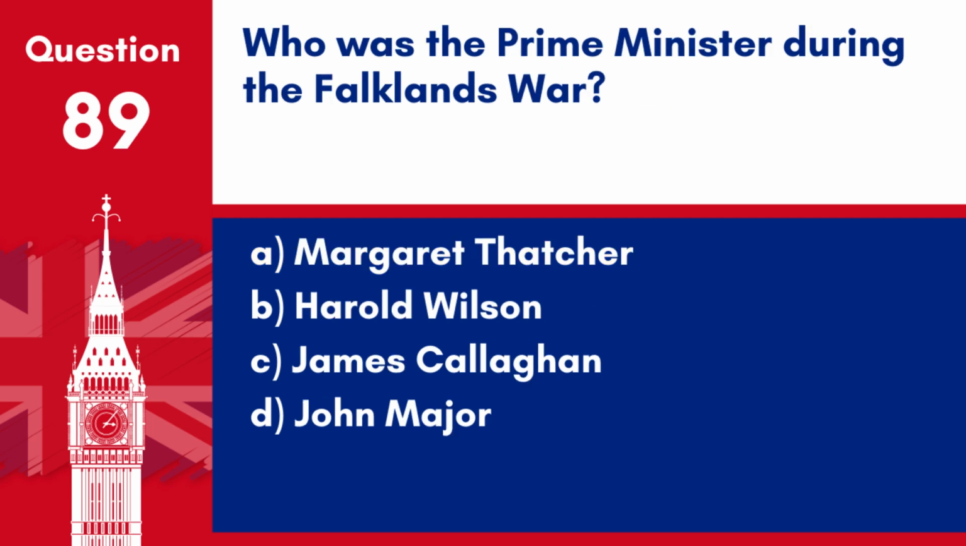Question 89. Who was the Prime Minister during the Falklands War? A. Margaret Thatcher. B. Harold Wilson. C. James Callaghan. D. John Major. Answer: A. Margaret Thatcher. Margaret Thatcher was the Prime Minister during the Falklands War in 1982, which saw Britain and Argentina in conflict over the Falkland Islands.